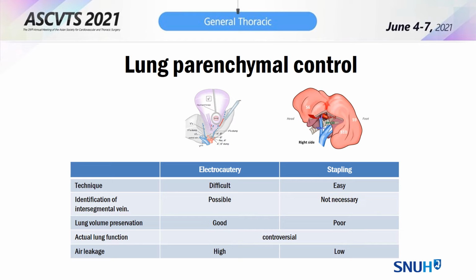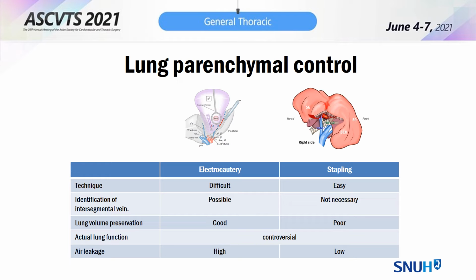In terms of technique, stapling is much easier than electrocautery, because electrocautery requires identification of the intersegmental vein, maintaining the segmental plane, and not injuring the subsegmental bronchus or arteries. In terms of lung volume preservation, electrocautery is better than stapling. However, whether preserving a small portion of lung volume affects actual lung function is controversial. I will show the clinical results in the next slide.